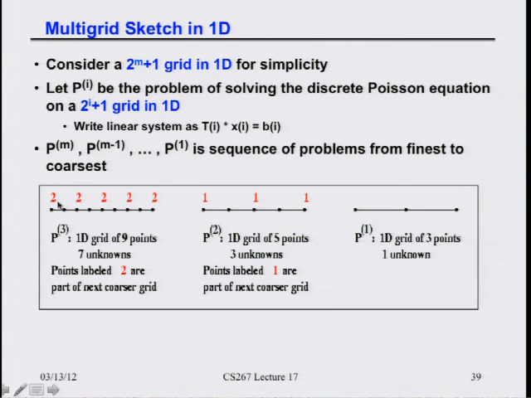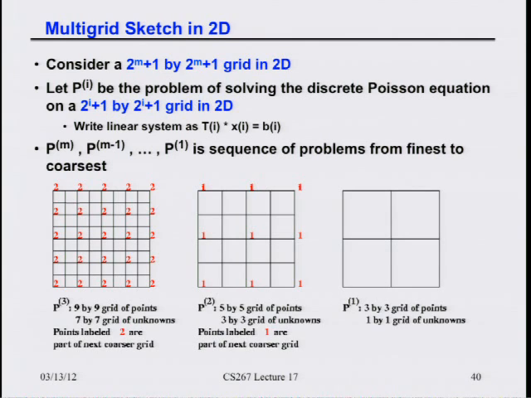So the nodes labeled 2 are the every other mesh point. That gives me the coarser problem. The nodes labeled 1 are the ones that give me this finer problem. But here I have just one unknown. So when I finally get down to that, I can solve it. One equation and one unknown, I can do. And then I move back up there. I have 3 equations and 3 unknowns. And there I have 7 equations and 7 unknowns. So that's the 1D problem.